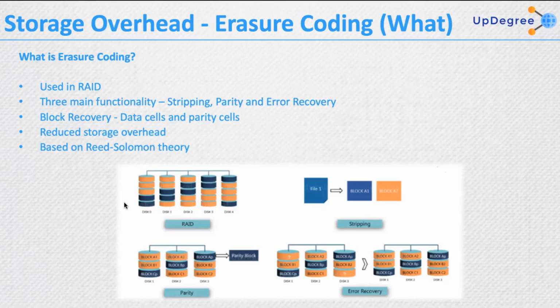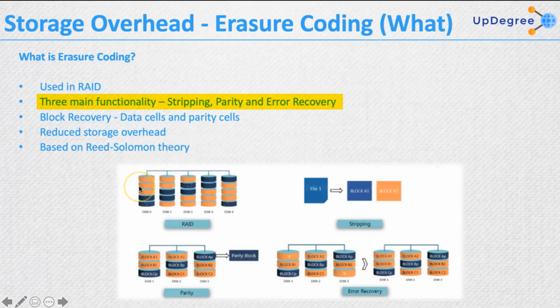Some of you may have already heard about RAID, which is redundant array of inexpensive disks or redundant array of independent disks. So this is based on the same idea, which we have as erasure coding, and the same has been implemented in Hadoop 3x. There are three main functionalities: striping, parity, and error recovery. Let's understand through this diagram what exactly all these functionalities mean.